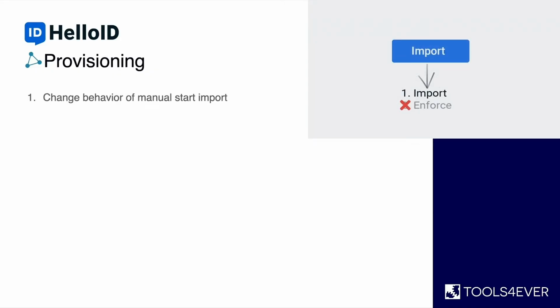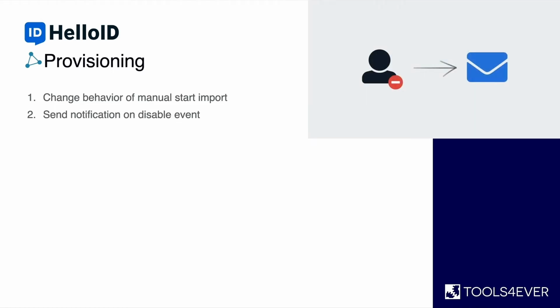We changed the behavior of the manual Start Import button in the source connector. It used to be one sequence from import to creation of accounts. Since this release, it is now a 2-step process. The first step is the import from the source system, and the second step is executing the business rules, including the creation of accounts. We also have 2 new notifications, one for the disable event and one for the enable event.